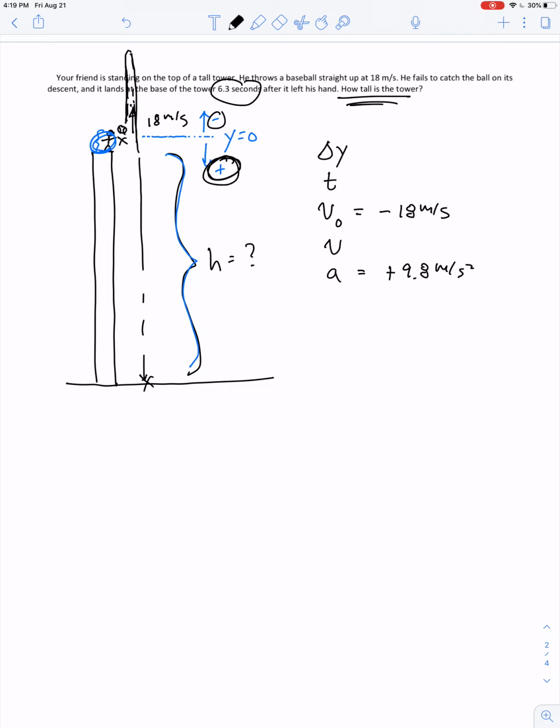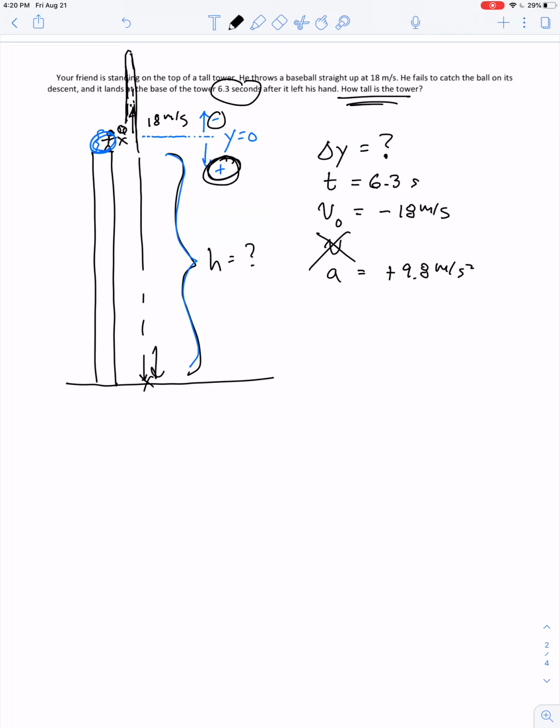So the final velocity at impact was not given or asked for. We were asked for a vertical displacement. Well, we're asked for a height anyway, and we were given a time of 6.3 seconds. So it turns out that the delta y in the equation really does stand for displacement and not distance.